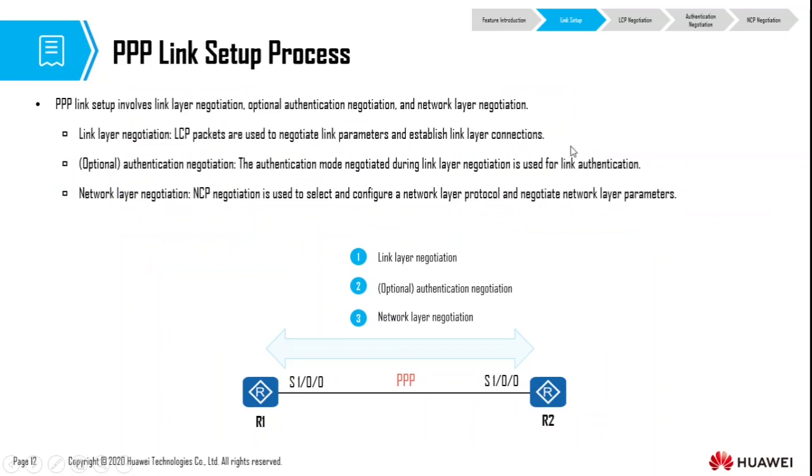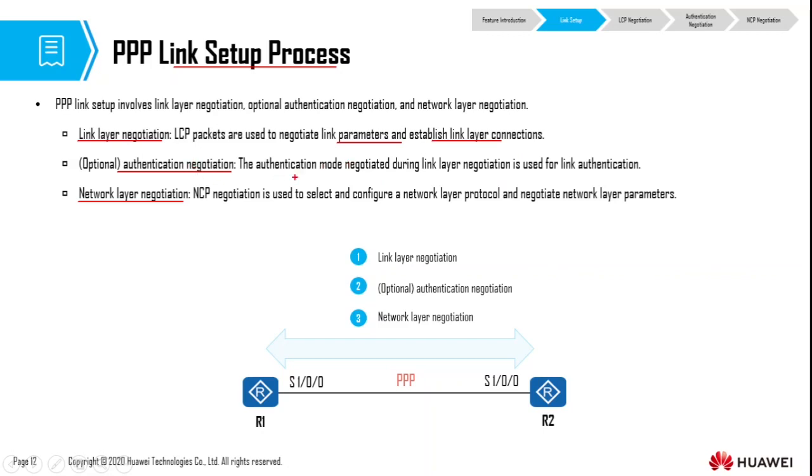Okay, so let's look at the steps on how this is achieved. The PPP link setup process involves three things. The first one is link layer negotiation, then authentication negotiation, then network layer negotiation. Now, link layer negotiation is used to negotiate link parameters and establish link layer connections.